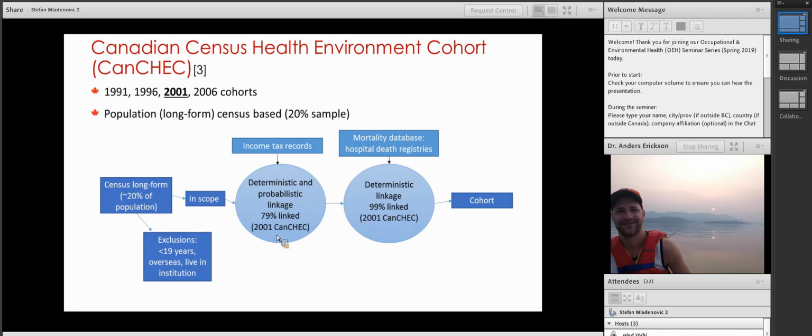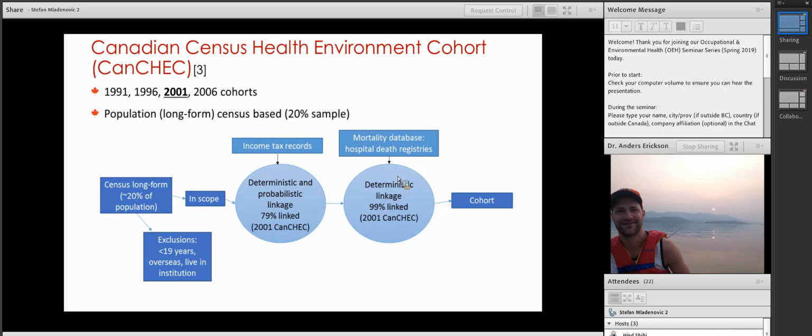This was done to follow people over time. Where they filed their tax was where they lived for that year, and that way we can follow this population over time. In this case, it's 10 years of follow-up time, 2001 to 2011. Those were then linked with the mortality database, and they had a very high success rate on linkage with this.